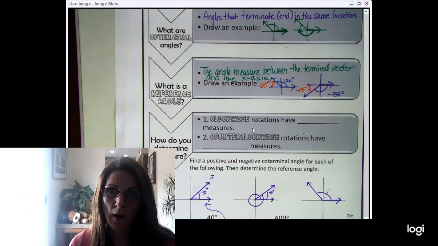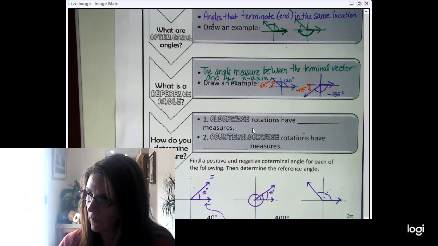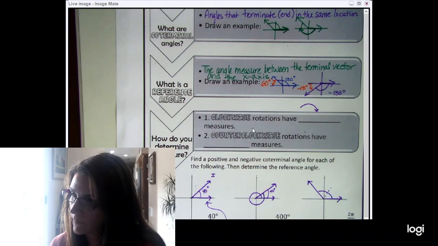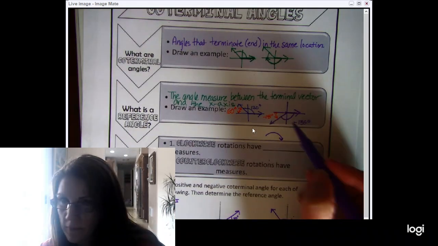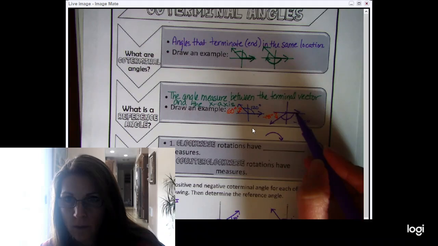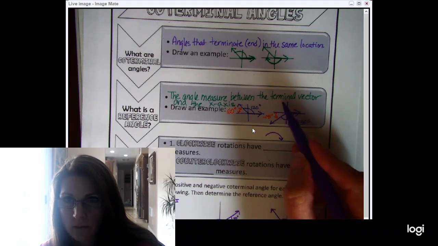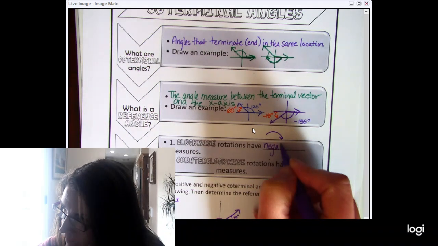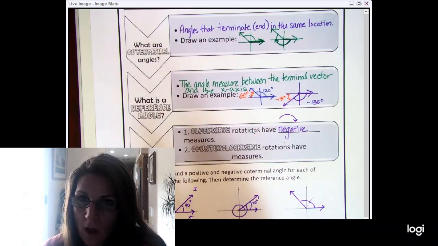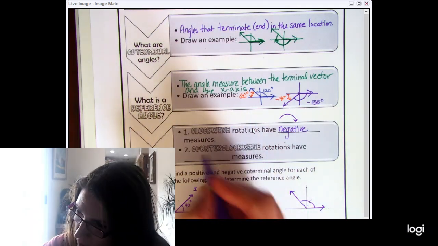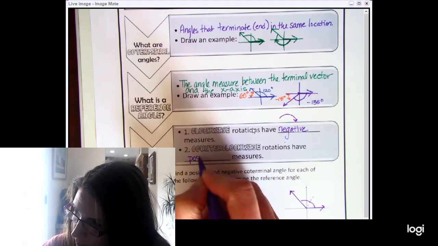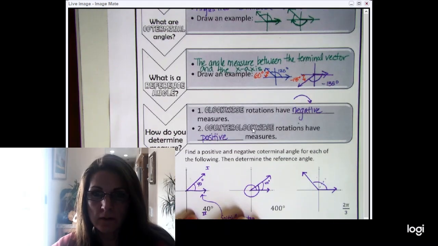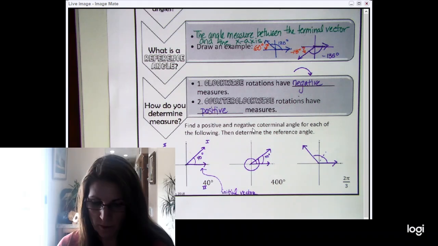Clockwise rotations have positive or negative measure? Clockwise is this way. All right, so if I am positive and I'm starting here and going this way around the clock, that would be negative measure. Counterclockwise, going in the opposite direction, would therefore have positive measure.